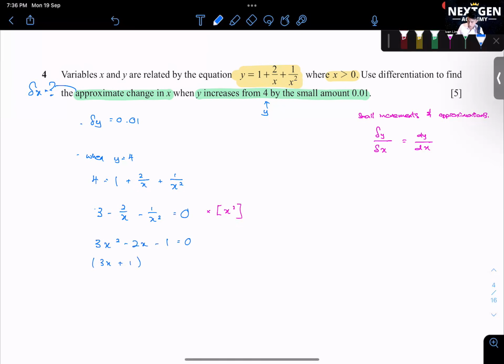3x plus 1, x minus 1 equals to 0, x equals to negative 1 over 3, and x equals to 1. They say the criteria here, x is more than 0. Therefore, I reject this x value. So I have x equals to 1. I have delta y equals to 0.01. I also got y equals to 4. What else do I need? I need to sub into this equation. Why reject? Here, the question says x is more than 0. Because of this statement, not because of the equation or anything.